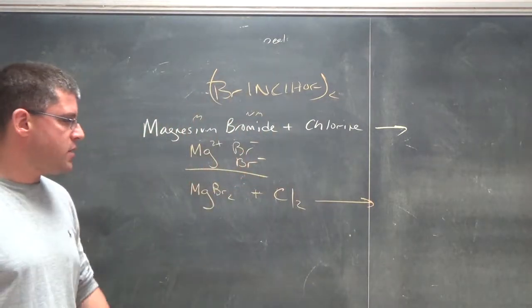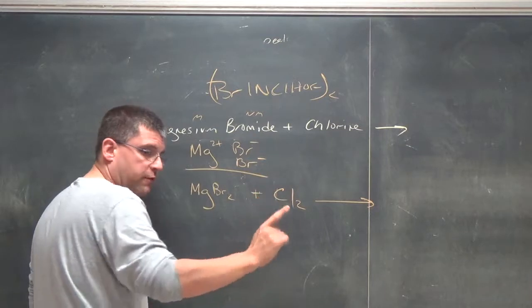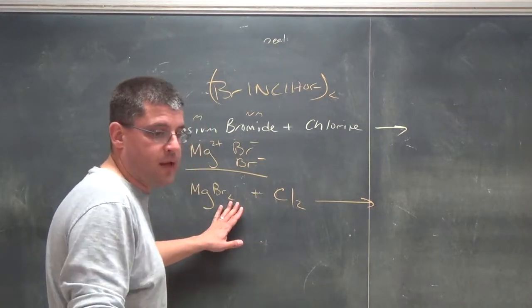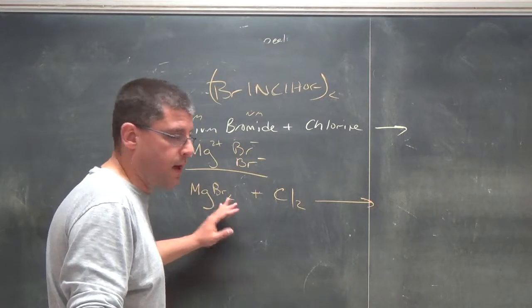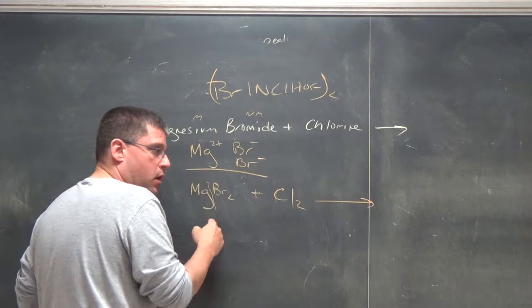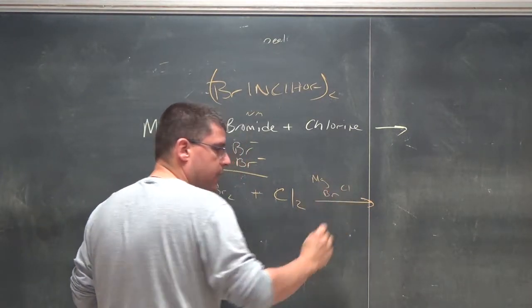Now the obvious answer is this. We're going to break this apart. Now hold on, but you have to ask yourself, go back to your activity series. Where is chlorine in regards to bromine? We kind of did this already. Chlorine is more reactive than bromine, therefore it has enough activity to break this apart. So then you're left with magnesium atoms, chlorine atoms, and bromine atoms.